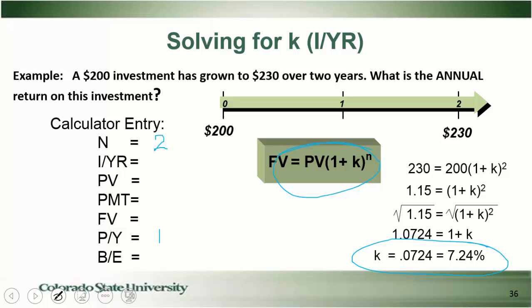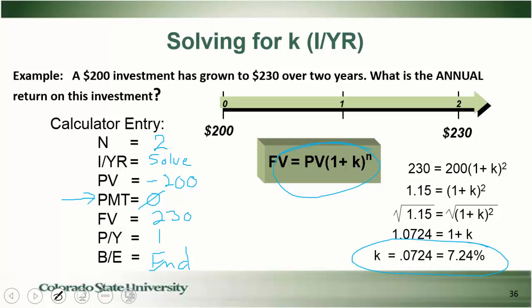Beginning or end mode is irrelevant because beginning or end mode only concerns the timing of a payment, and there is no payment in this case. So I'll just leave this end mode as the default. Interest per year is what I'm solving for. The present value, what's going on today, I am investing $200. So that has to be negative. And then I'm receiving $230.